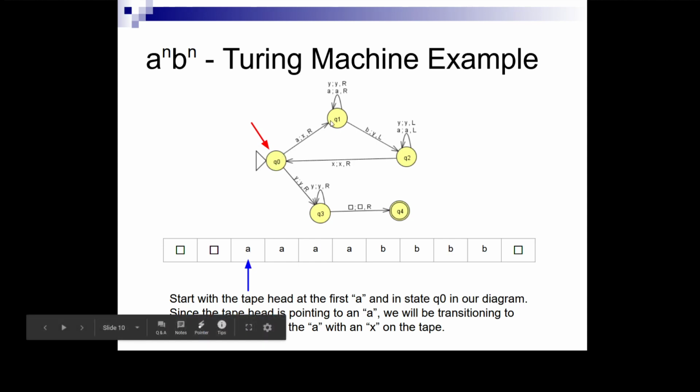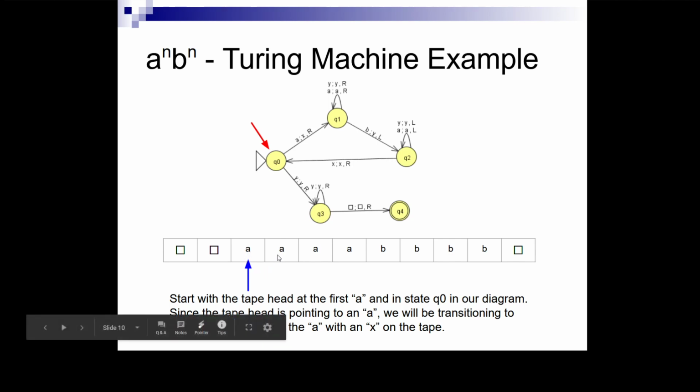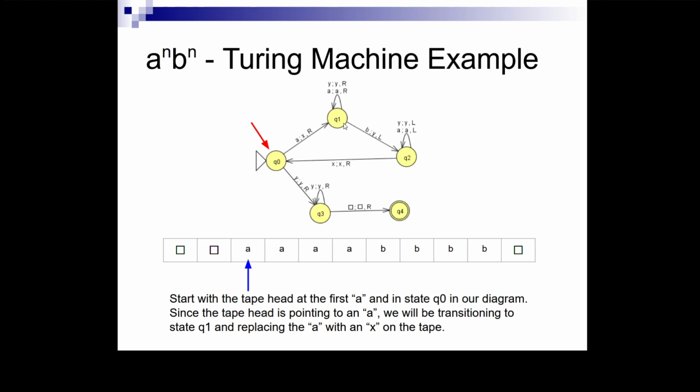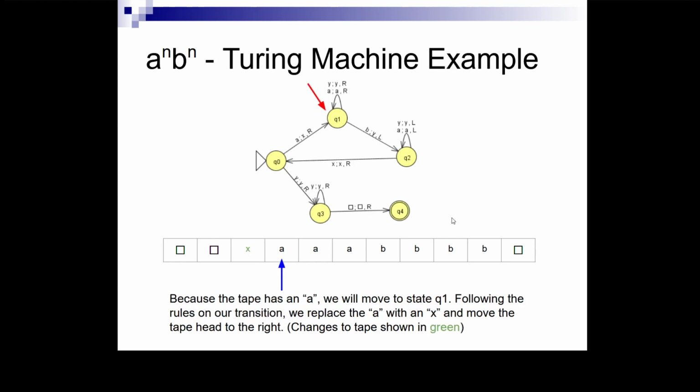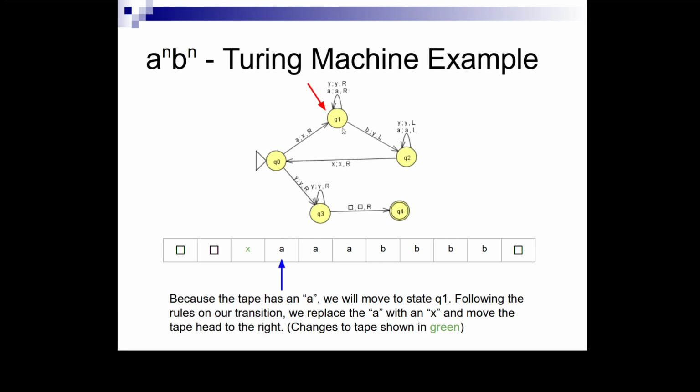That means as we transition to our next step, we're going to replace this A with an X. We're going to move our tape head to the right, and we're going to be moving to state Q1. So 3 things happened. We replaced the A with an X, we moved the tape head to the right, and we transitioned to state Q1. So let me click. And so I've represented that. We've replaced the A with an X, we've moved our tape head here, and we've moved to state Q1. So again, 3 things happen.